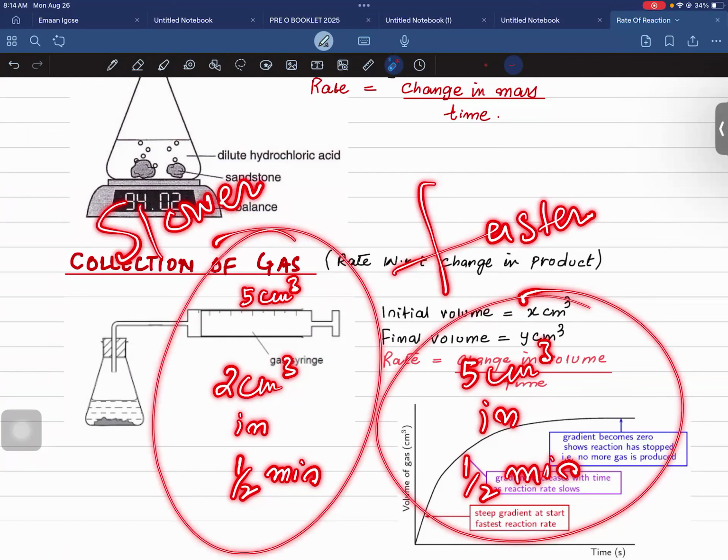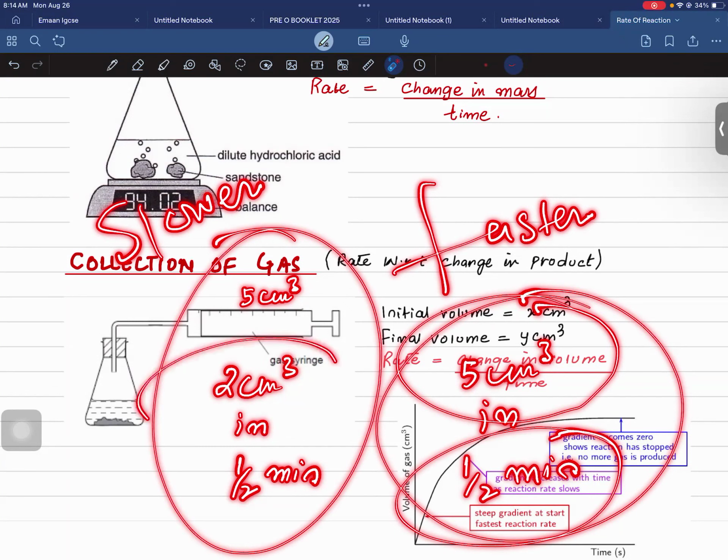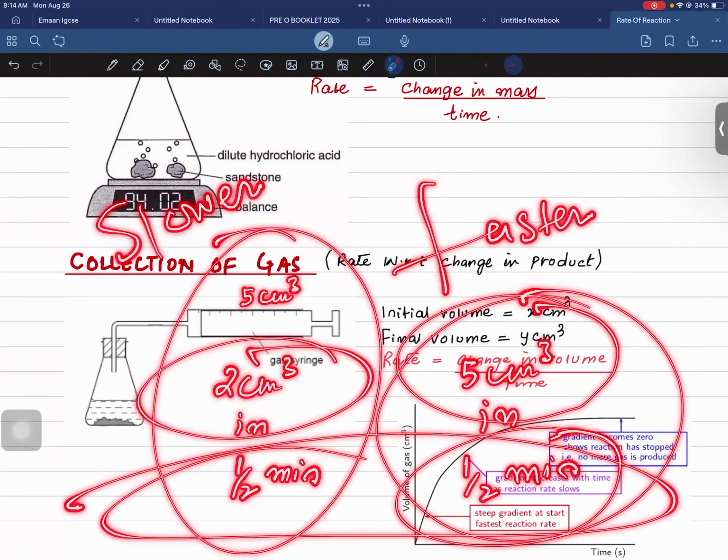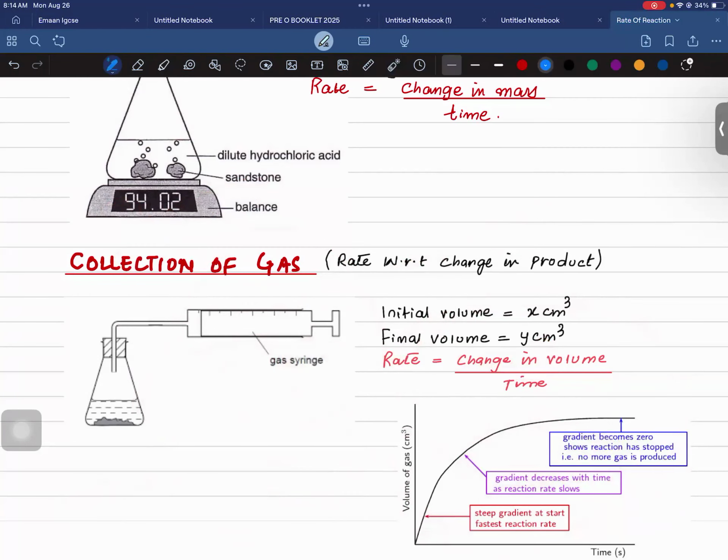So basically, if you are going to have the maximum amount of gas in a limited amount of time, the reaction is faster. And if you see you are going to have less gas in the same time, you can say that the rate of reaction is slower. So this is a very important thing to know, how the rate of reaction is going to be determined.